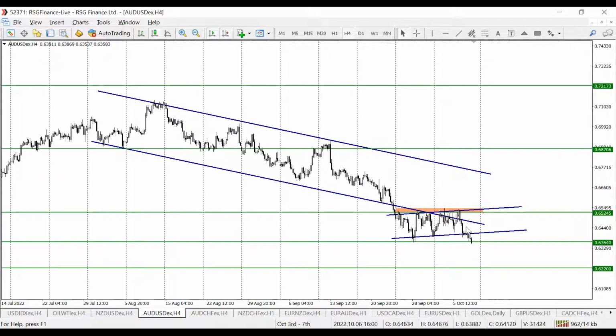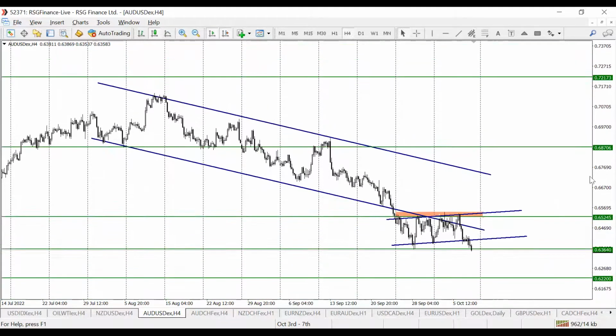So price, I anticipate, to drop to the 0.6220 level. This is a really, really nice trade setup for me, and I believe to make money into the week. But it's Forex, anything can still happen. But this setup is a pure textbook setup.